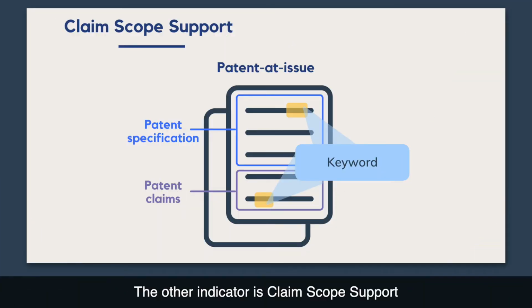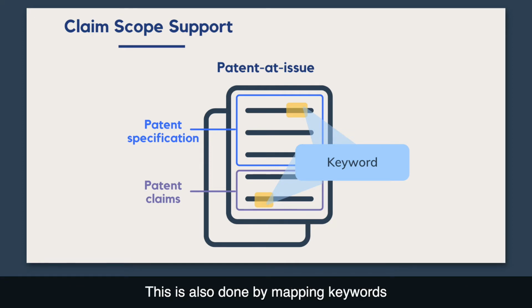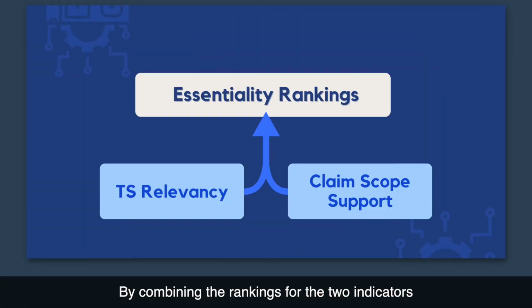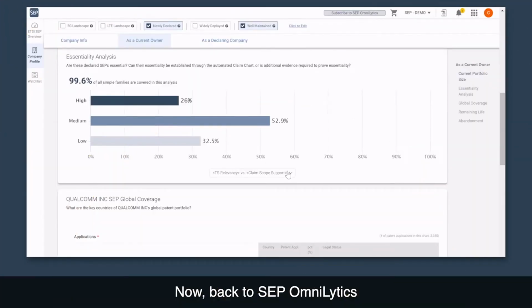The other indicator is Claim Scope Support, which measures how relevant a patent's claims are to its specification. This is also done by mapping keywords. By combining the rankings for the two indicators, we get the Essentiality Ranking indicator. Now, back to SEP OmniLytics.